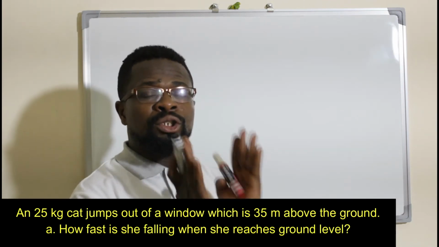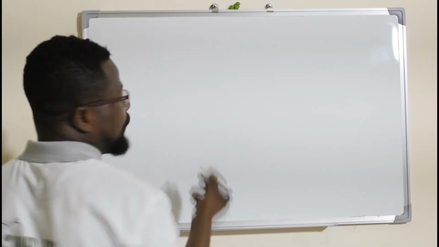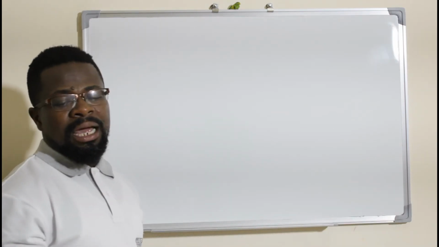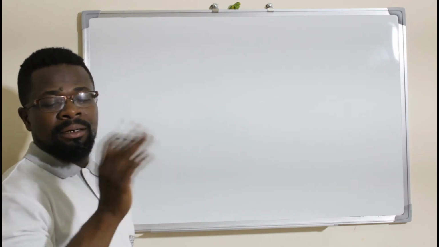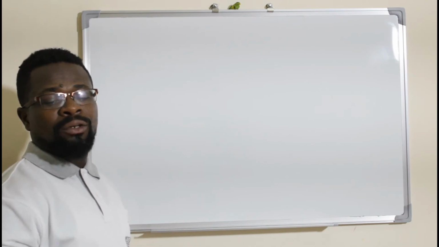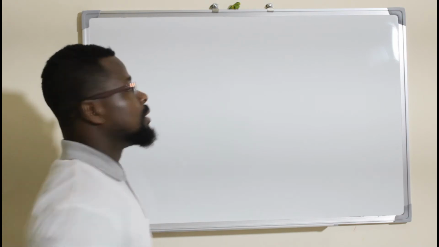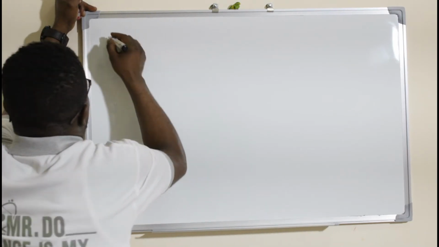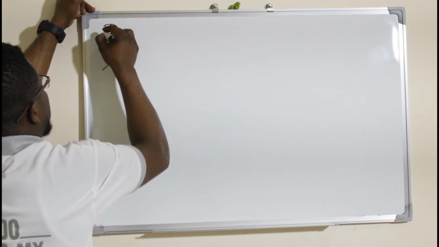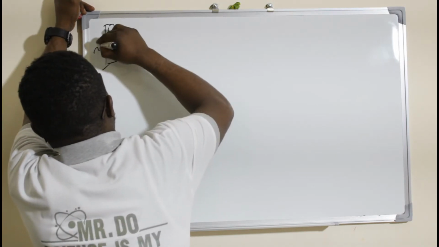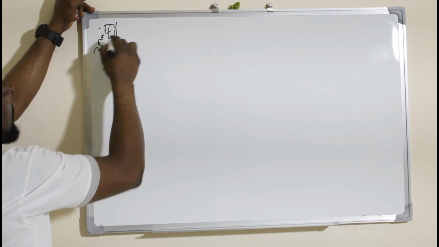And once you are able to detect that, then we know the mass is given as 25 kg. And the height of the window is given to us as 35 meters above the ground level. So if this is my window, and the height of the window is 35 meters, then the cat is falling from that window, coming down there.